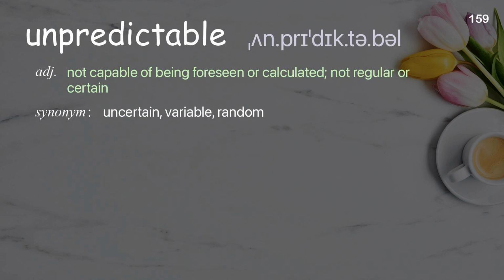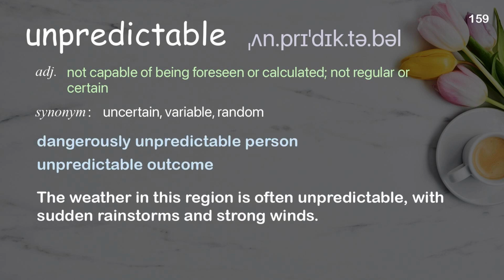Unpredictable. Not capable of being foreseen or calculated; not regular or certain. Examples: Dangerously unpredictable person. Unpredictable outcome. The weather in this region is often unpredictable, with sudden rainstorms and strong winds.